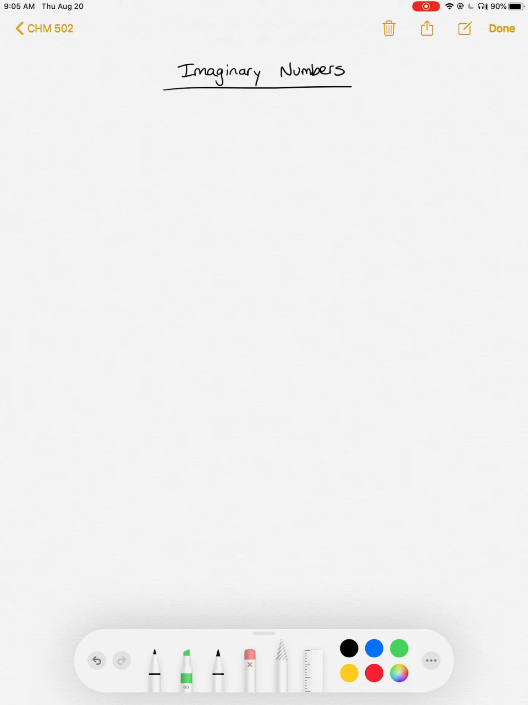In this review, we're going to go over imaginary numbers. Now, if you're anything like me, when I was going through physical chemistry, I hadn't thought about imaginary numbers since seventh grade or sometime in middle school when I first learned about them. But they come back and are useful to us here in physical chemistry.